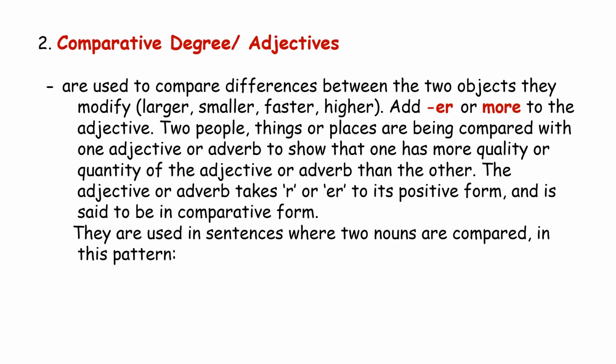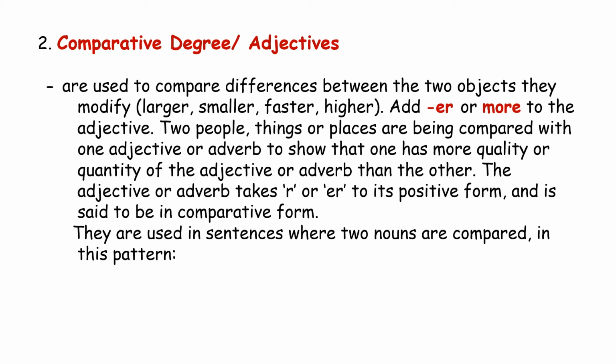Number 2, comparative degree or the comparative adjectives. They are used to compare differences between the two objects they modify. We have the larger, smaller, faster, and higher. We usually add er or more to the adjective. Two people, things, or places are being compared with one adjective or adverb to show that one has more quality or quantity of the adjective or adverb than the other. The adjective or adverb takes R or ER to its positive form and is said to be in comparative form.